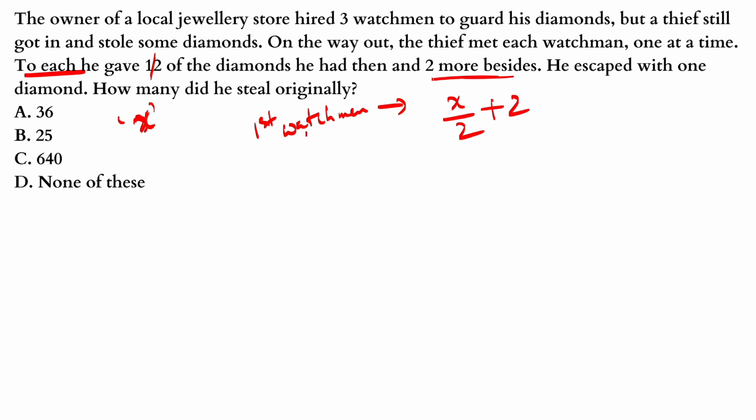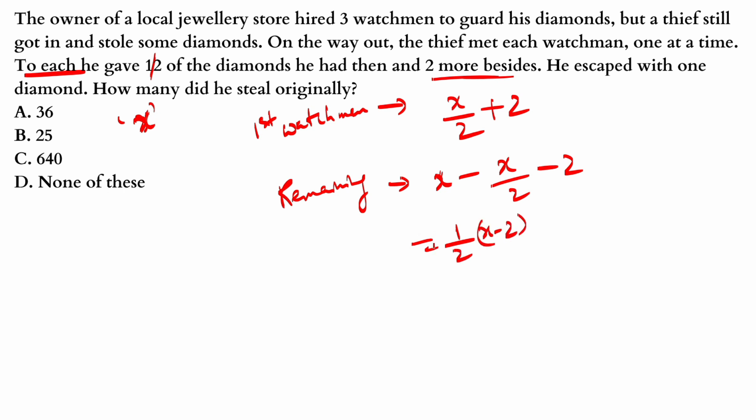So for the first watchman, he gave half of what he had, that is half of X plus 2. Then what will be the remaining diamonds that he had? He would have had X minus the initial quantity minus this one, right? X minus (X by 2 plus 2), minus into minus, this will be minus and 2. So this will be half of X minus 2, right? These are the remaining diamonds after the first watchman.